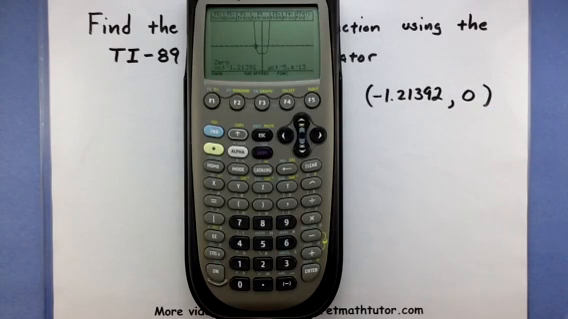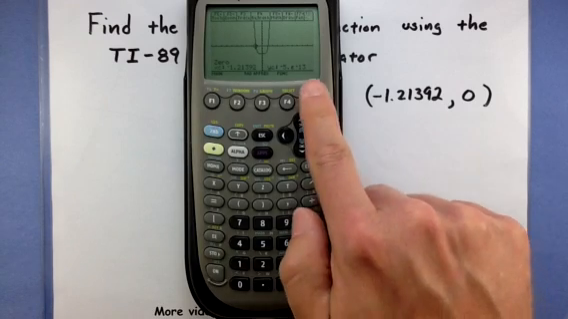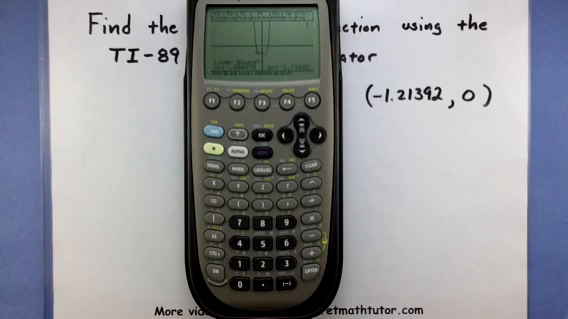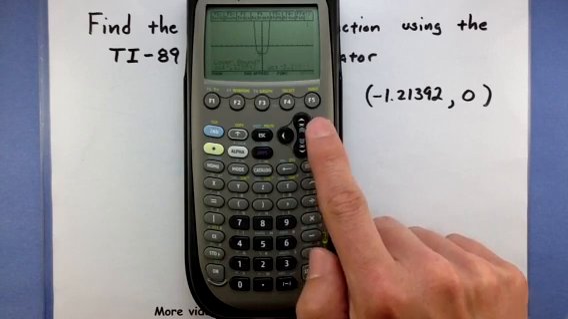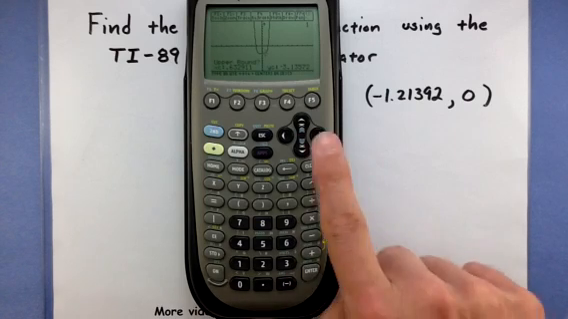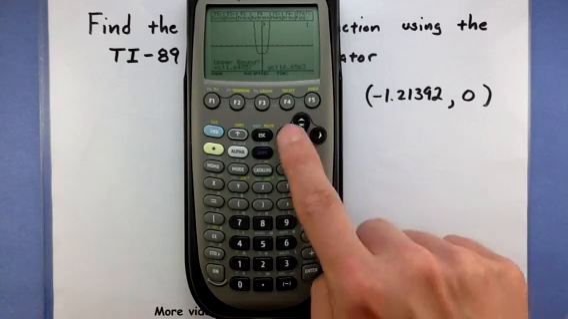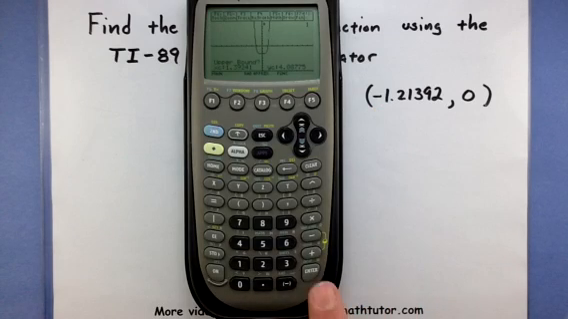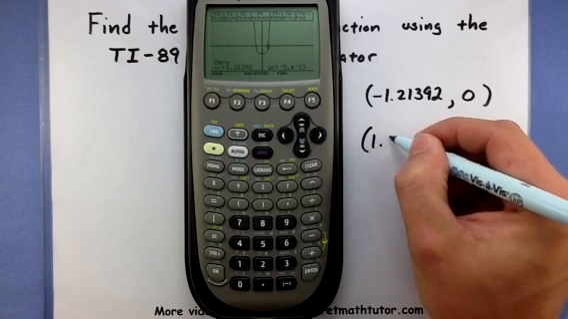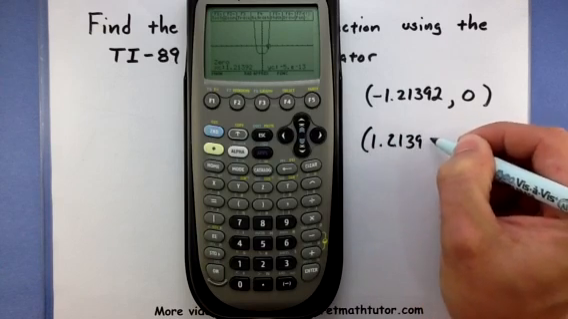Alright, so let's go ahead and find the other one now by running through this process again. So we go to Math, select 0. We want to move our bullseye to the left side of the other 0. So this is our lower bound. Enter. We'll move it to the right side. Looks good. Enter. And looks like it found another 0 at positive 1.21392.